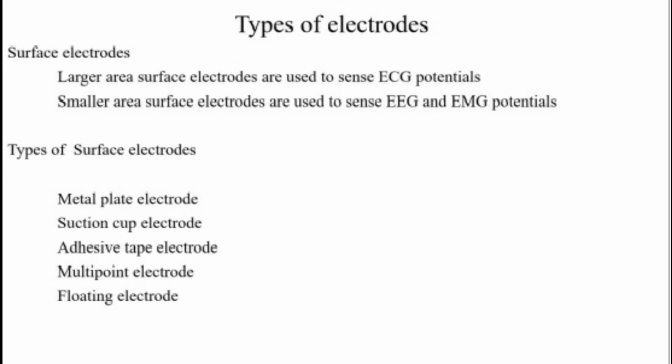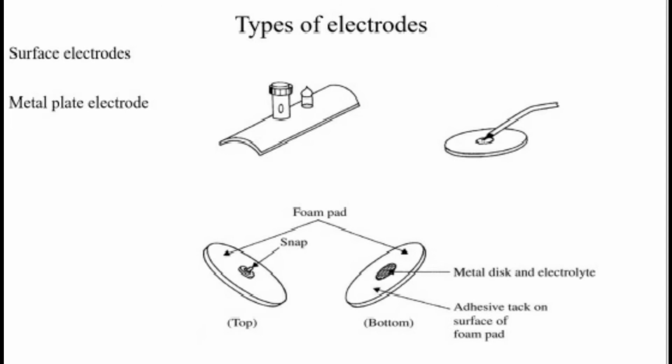Surface electrodes. Generally, larger area surface electrodes are used to sense ECG potentials, and smaller area surface electrodes are used to sense EEG and EMG potentials. There are different types of surface electrodes available. First, we will discuss the metal plate electrodes.